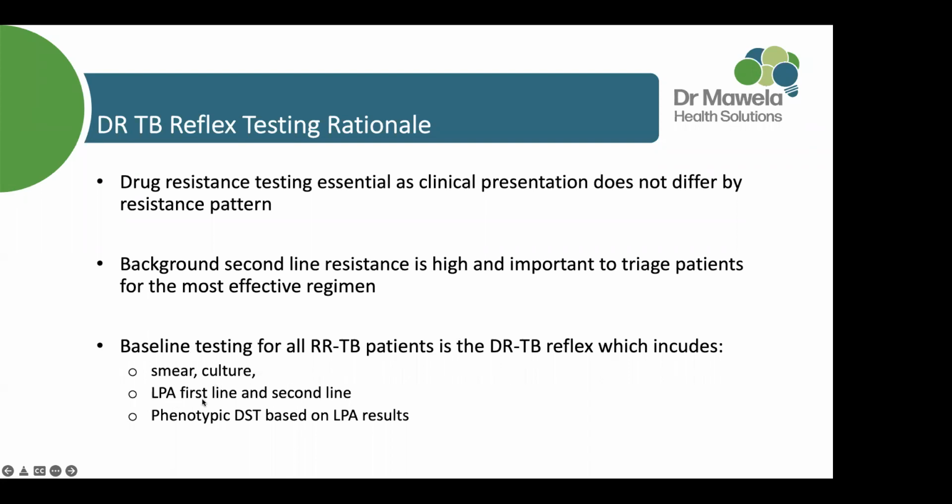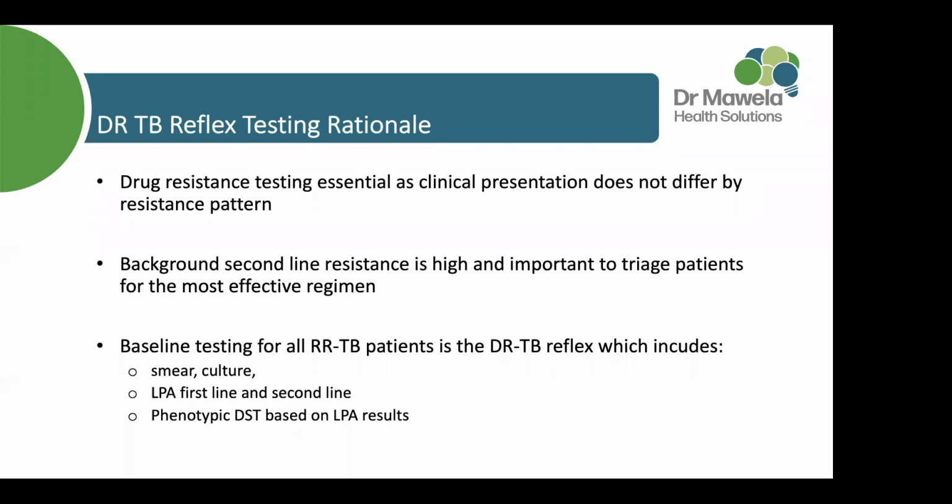They will do this molecular DNA test, LPA, assessing for both your first line drugs, rifampicin and INH, and then your second line drugs, which is your fluoroquinolones and your injectables, right? And further, based on the results of the LPA, they would then look at the phenotypic DST on the TB that's growing to confirm the results of the LPA, because sometimes you do get discordant results, and the LPA can miss certain mutations.